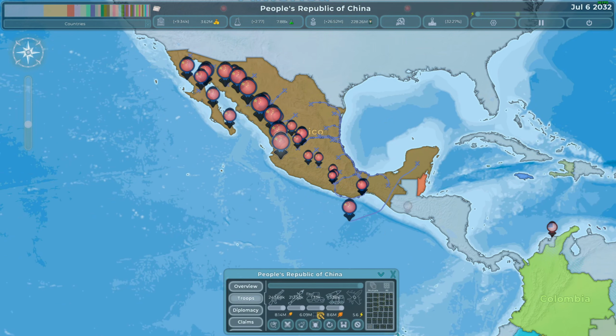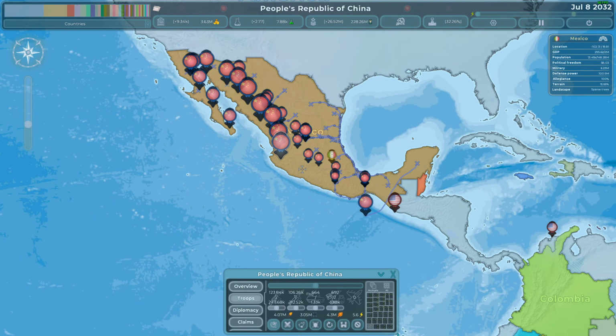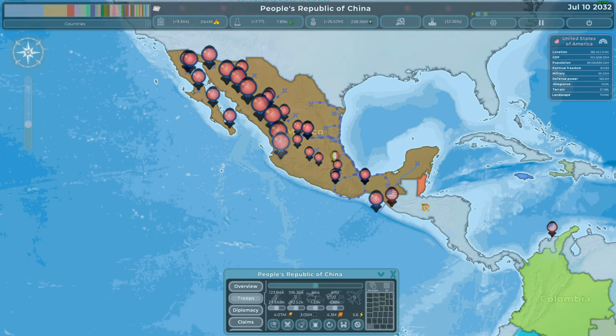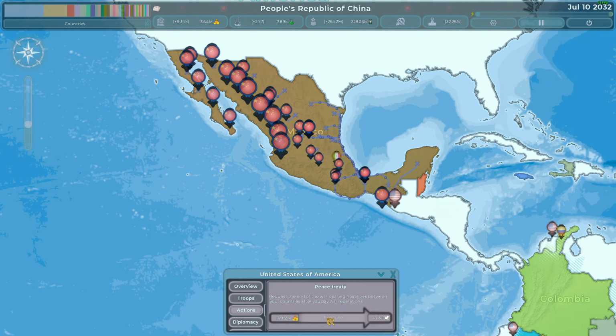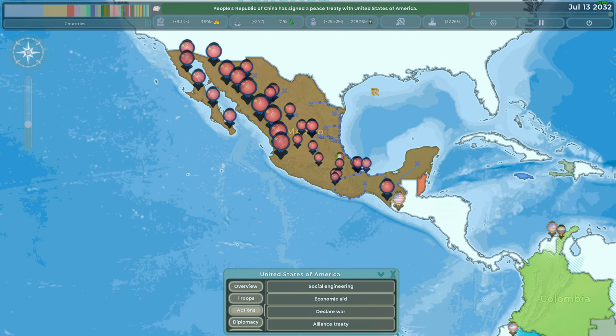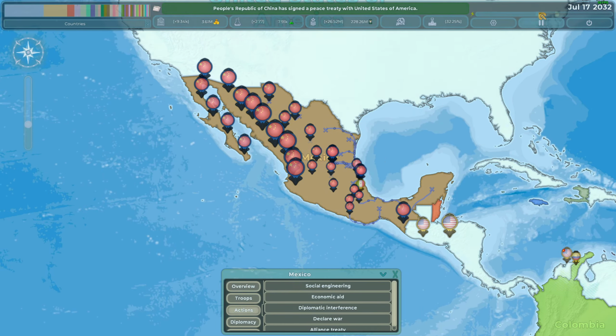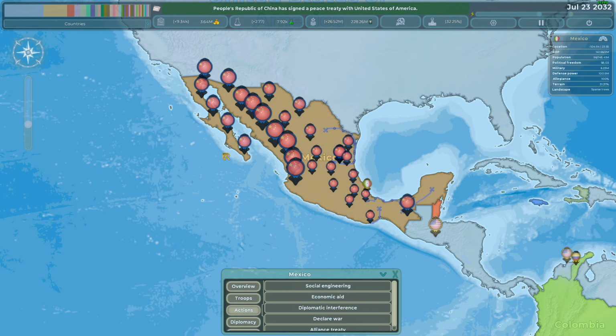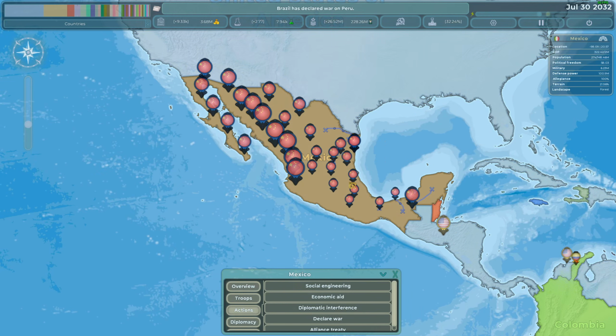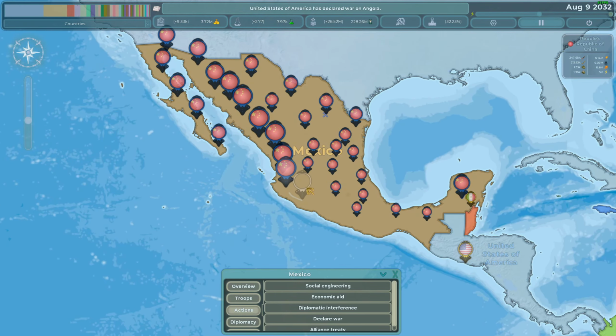Let me see if we can split this more. Yeah, we can't split this more. I'm going to make peace with the USA here, so that we don't have to worry about this. What I'm waiting for is all my troops to be in position. Some people like to declare war first and then go for it. I like my troops to be in position before I go for it. These are too far, so I'm going to move you guys down a bit.